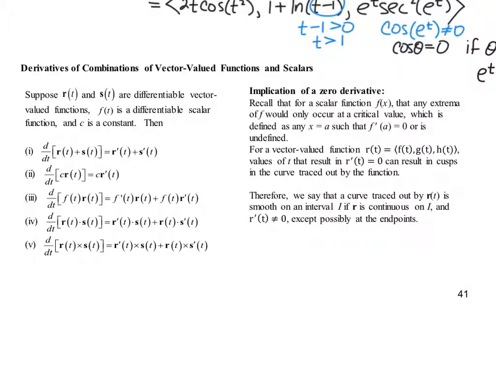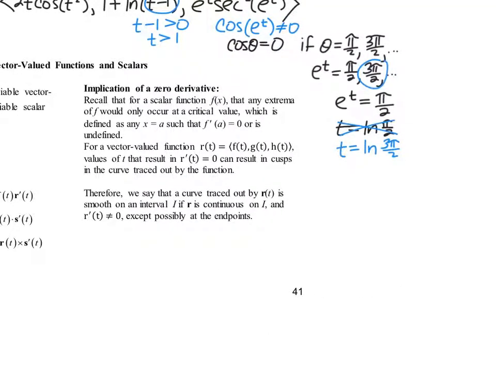For a vector valued function, it's not the same. If your vector valued function has a derivative equal to 0, it can result in cusps in the curve traced out by the function. Just as a refresher, a cusp looks something like this. It kind of bows into a V shape. That's not the only way a cusp can look, but that's the classic image associated with it. The emphasis is on the word can.